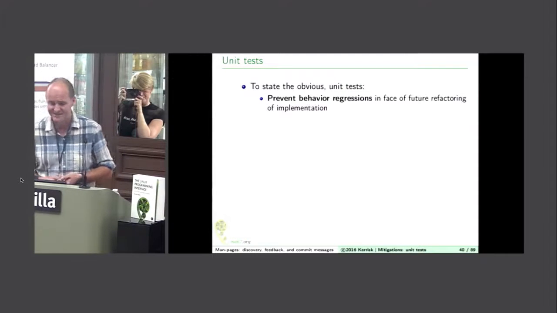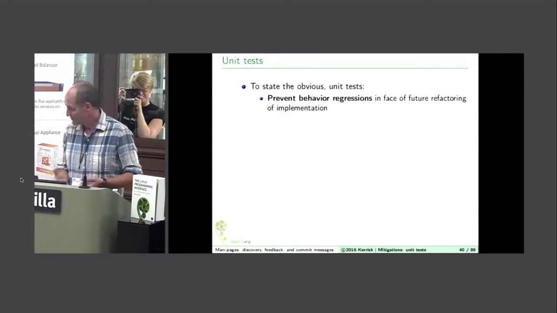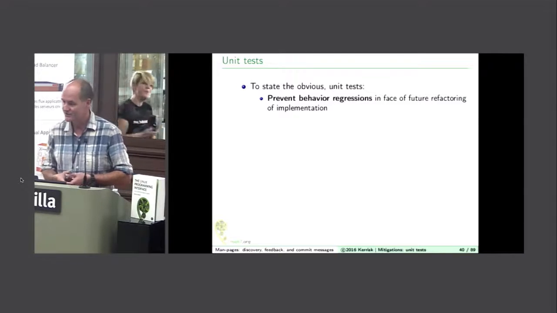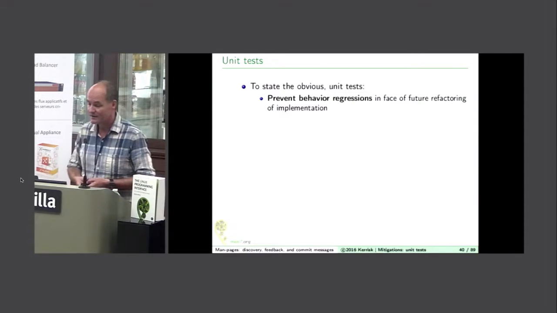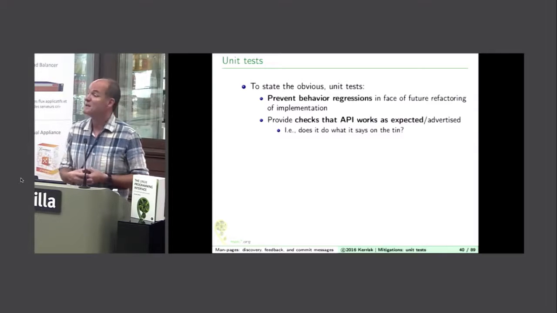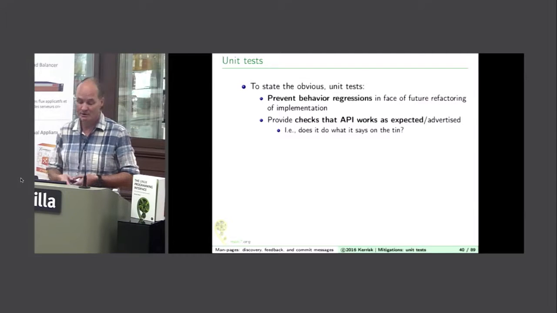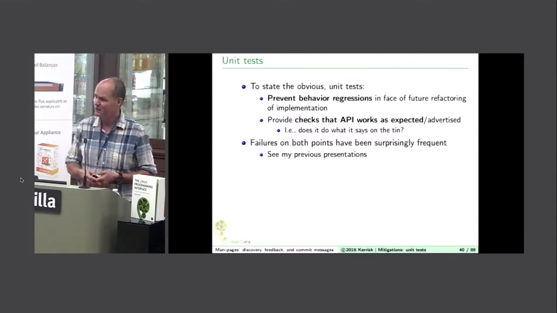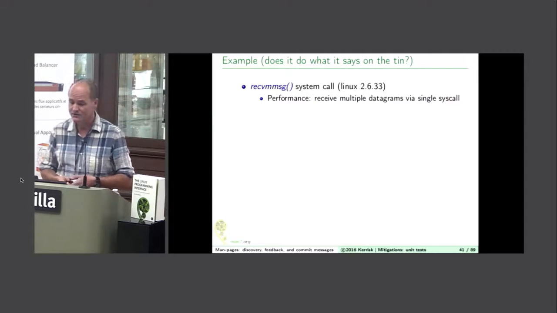Unit tests. We've been rather slow to get on board with this, but we seem to be starting to. We want to prevent behavior regressions, changes in the interface that we didn't even realize happened, or just check that the interface actually behaves the way we advertised it was going to behave when we initially released it. And there's been a lot of failures on that. Again, I'm not going to go into a lot of examples. Go and see some of my previous presentations.